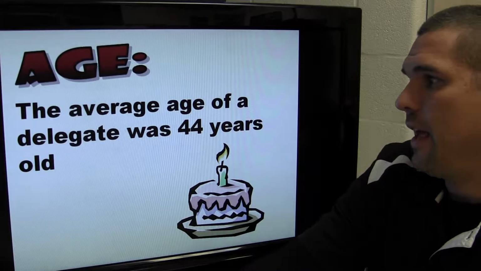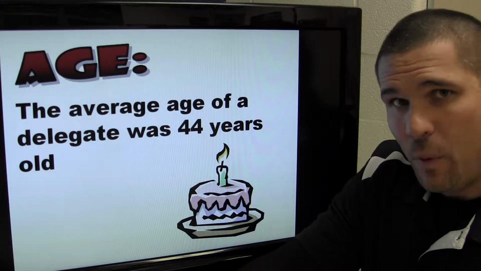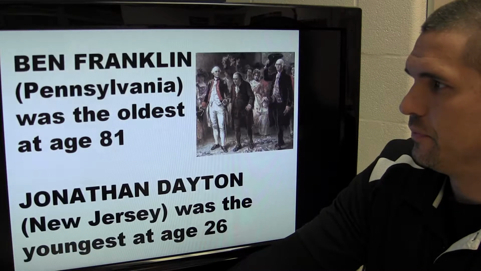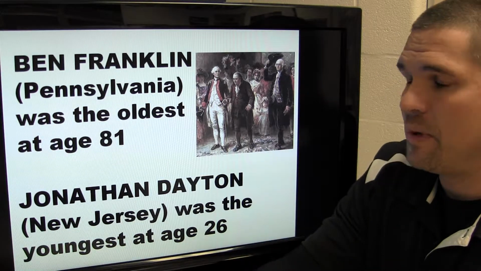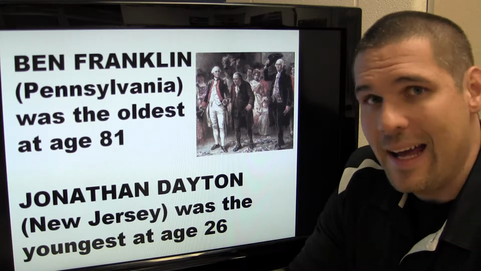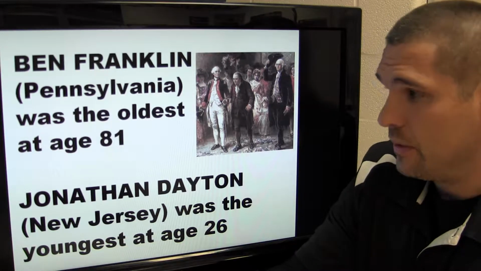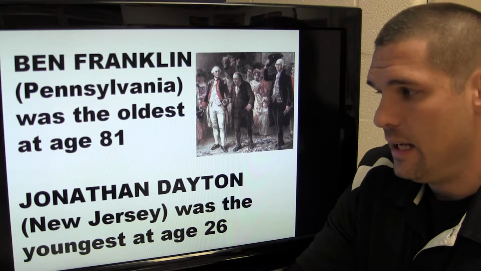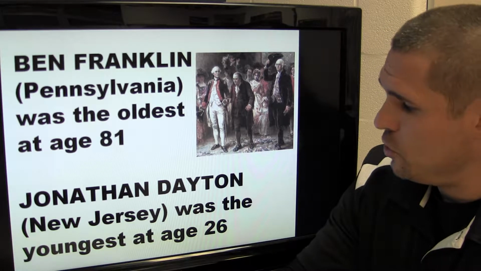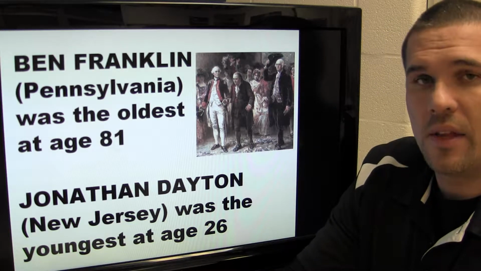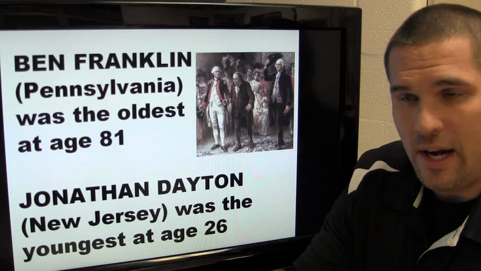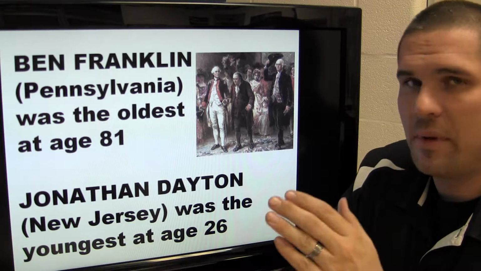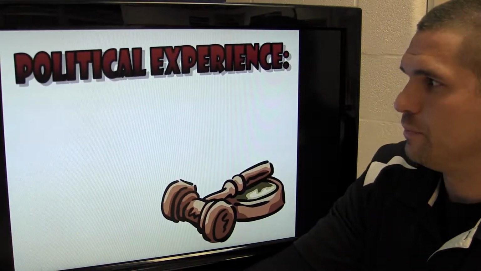Age-wise, the average age of a delegate was 44 years old. Now, looking at the oldest and the youngest person, Ben Franklin from Pennsylvania was the oldest person at 81 years old. And then the youngest is Jonathan Dayton from New Jersey, and he was the youngest at 26 years old. So they had a wide range, going from 26 to 81, but the average being 44.